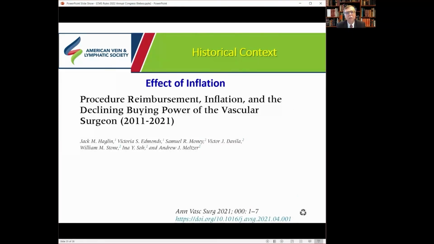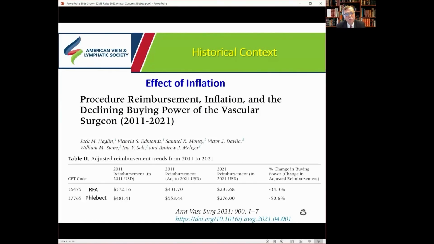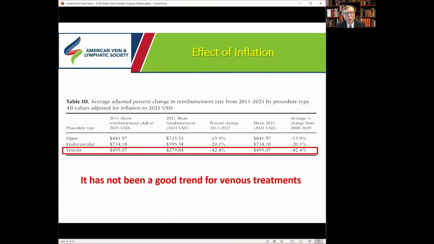And finally, let's keep in the back of our minds the historical context of inflation. These are absolute dollars, but in this nice study from the Mayo Clinic that came out just this year, taking a look at the purchasing power of the money that we're actually paid, as you can see here, for RFA, the amount that we're paid now is 34% less, and for phlebectomies, 50% less than a decade ago. And overall, for venous procedures, 42% less. So it has not been a good trend for venous treatments.